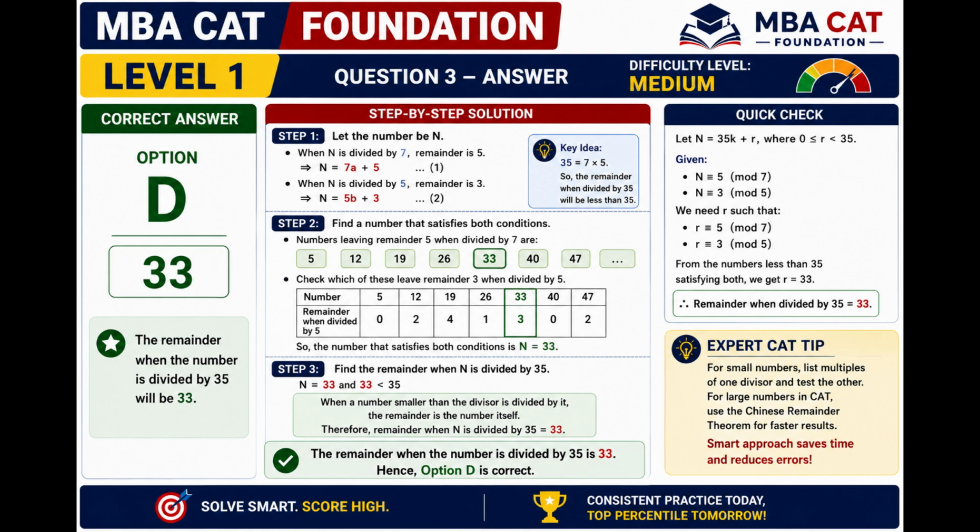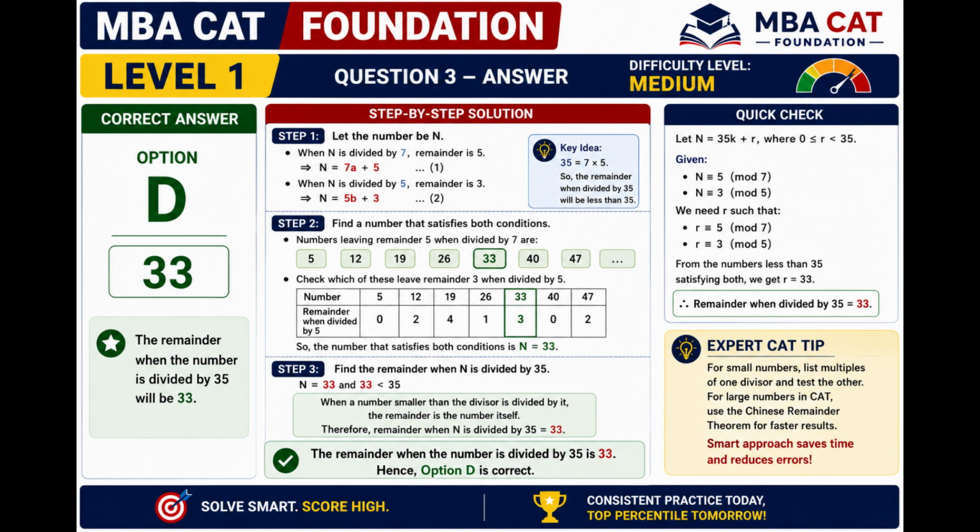Step 3. Find the remainder when divided by 35. Since 33 is smaller than 35, dividing 33 by 35 gives a quotient of 0 and a remainder of 33. Therefore, the required remainder is 33. So, option D is the correct answer.